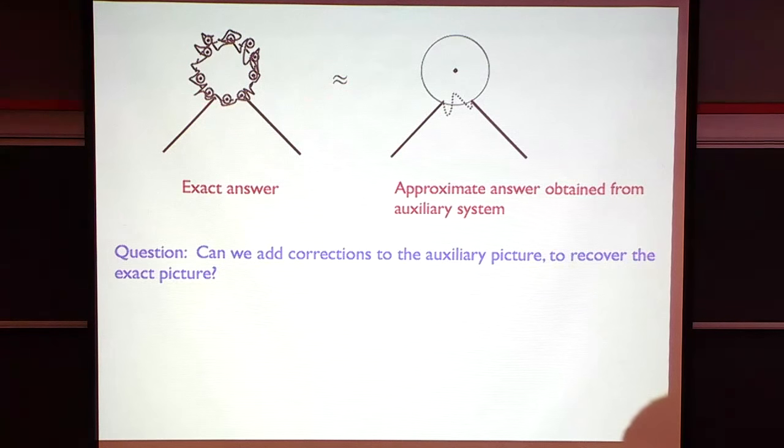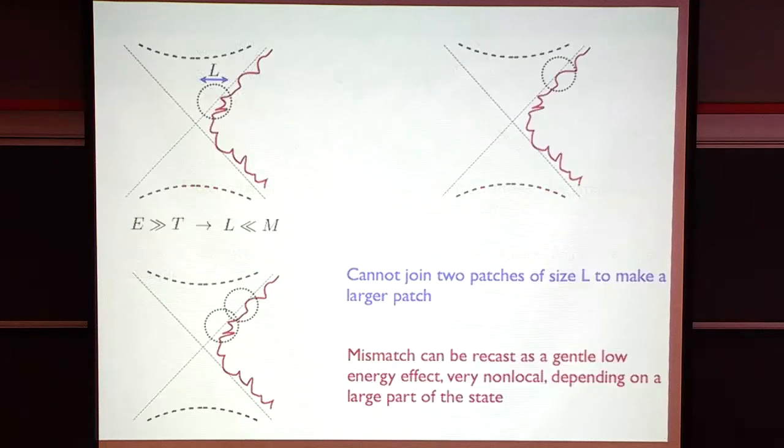Once you have the structure, then we were asking if you can get certain questions to be approximated by this. Now, for me, this was the exact answer, and this is an approximate answer obtained by some auxiliary system. So you can ask a question: can you instead start on this side and try to add some corrections to the auxiliary picture to get back the full answer? You could ask that question, and let's see what happens if you try to do that.